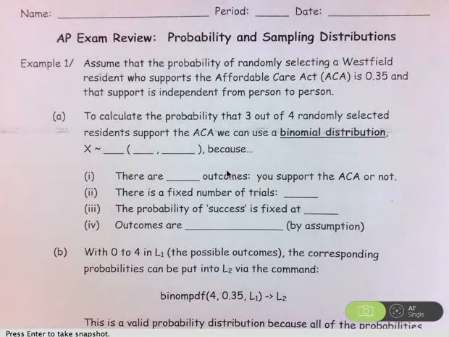Hi there. Let's assume that the probability of randomly selecting a Westfield resident who supports the ACA is 0.35, and let's assume that support is independent from person to person. In this case, then, we have a very special probability distribution that we need to review.